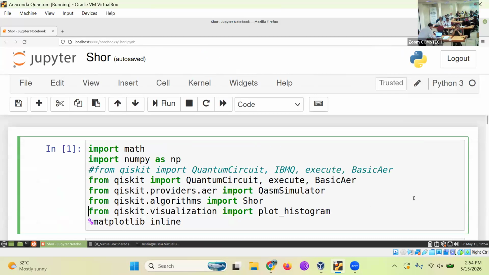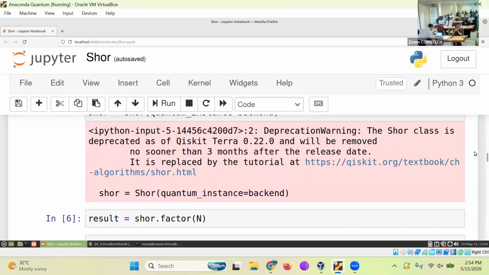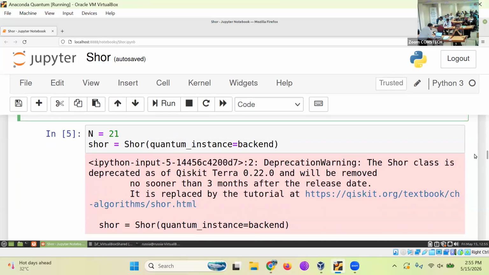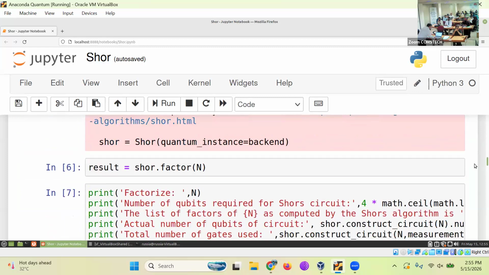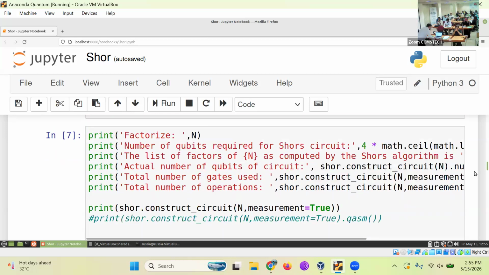Okay, so here I'm defining all the things which I'm going to use here, and this is where I define my backend. So in this particular case, I'm doing local simulation. Okay, and then I go further. Here I define n equal to 21 or whatever, and then I define the Shor object. Shor is equal to Shor, and then I don't give it the number. I just give it which backend to run on, and then here I get the result. Result is equal to Shor dot factor, and this is where I put in my number n, and then it factorizes it, and then a bunch of printing.